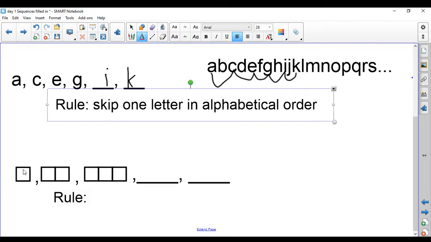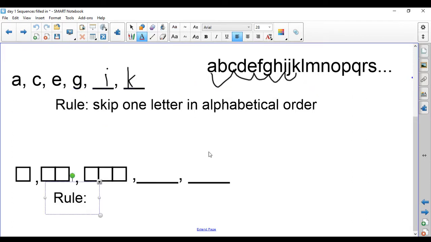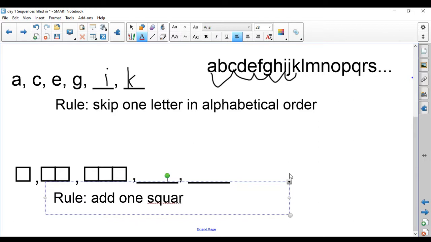We can also do this for picture patterns. Here I have 1 square, 2 squares, and 3 squares. So my next picture would be 4 squares all lined up next to each other. And when I write my rule, I would want to explain how I'm adding these squares. So when I wrote my rule, for example, I could say add 1 square to the row of squares.